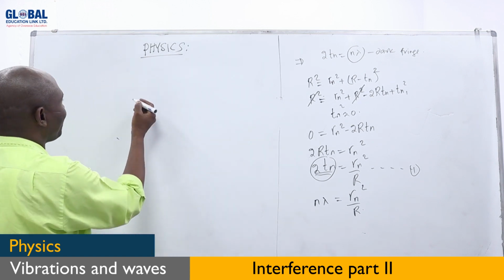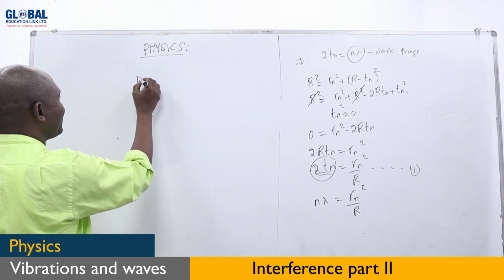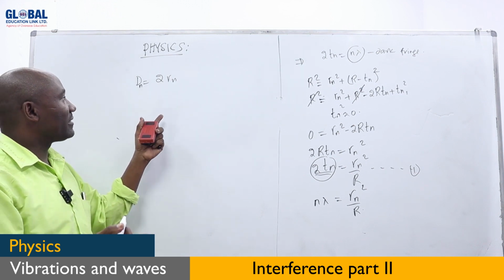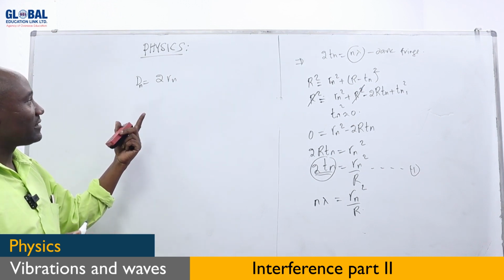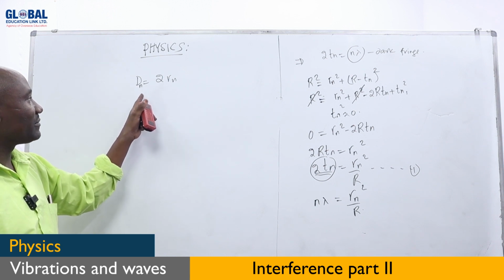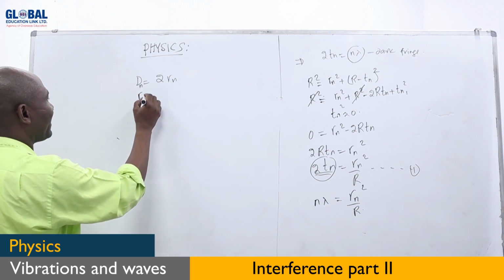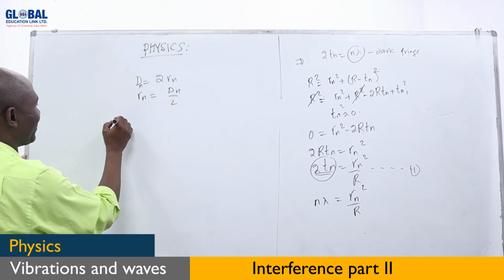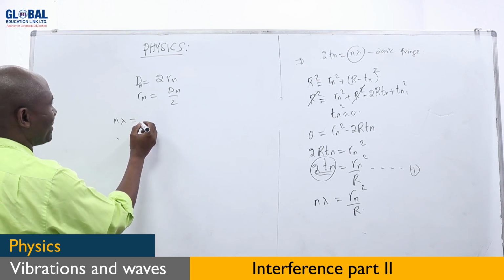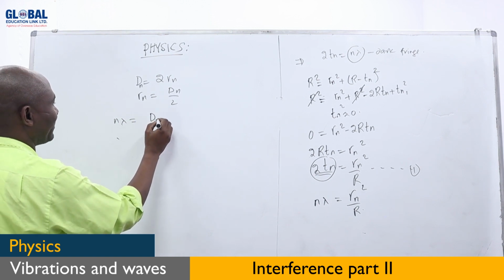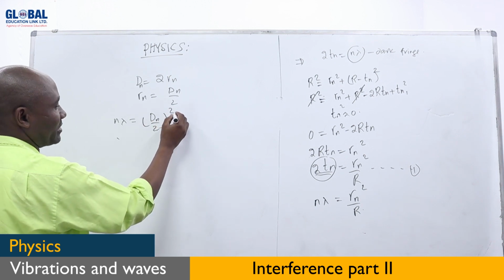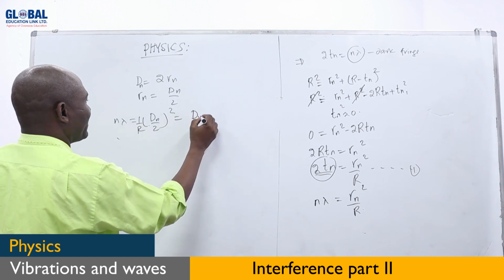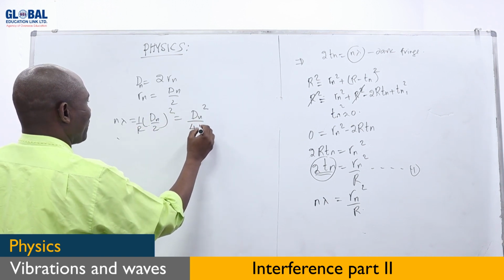So you can talk about the radius. How do you find D? From here we know D equals 2R_n, and that's the diameter corresponding to the nth dark or nth bright. It's going to be the second dark, the second bright, and so on. So from here you can find R_n equals D_n over 2. If you plug this into the formula given here, we have nλ equals (D_n over 2) squared over R. This gives us D_n squared over 4R.